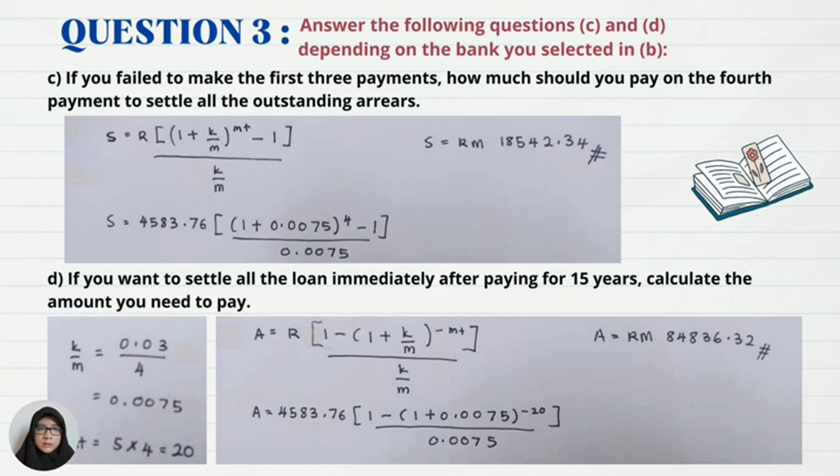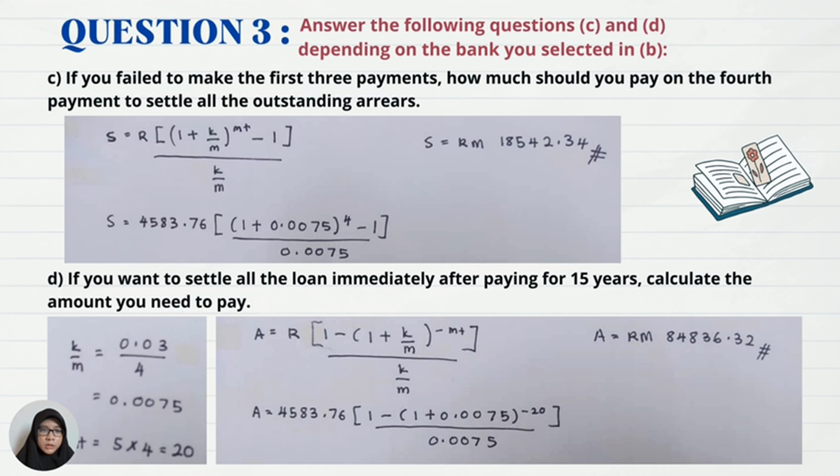18,542 ringgit 34 cents. And the last question, D, if you want to settle all the loan immediately after paying for 15 years, calculate the amount you need to pay. As we remember before, we borrow the loan for 20 years. So the balance of time here is 5. Then we got MT here, 5 times 4 equals 20. So for the MT here, we got 20.